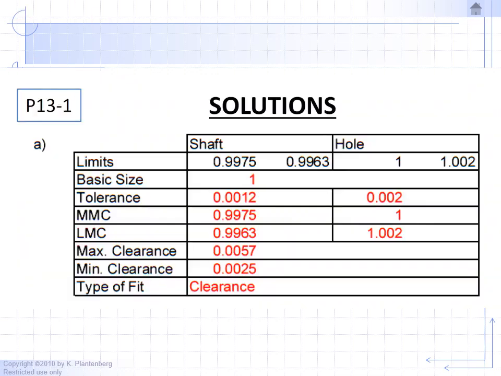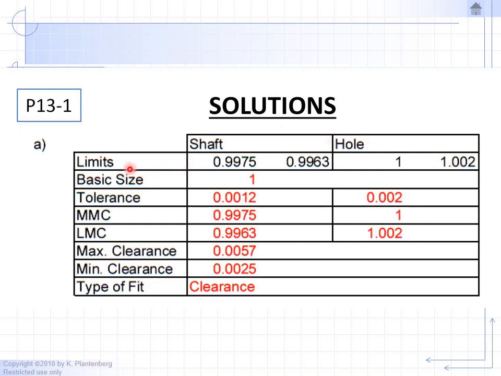End of lecture. All right, for your assignment, let me go over the first problem from the back of chapter 13, problem 13-1, and there will be 8 parts to this 13-1. Let's go over the first one, problem 13-1A. We have a shaft that has a diameter from 0.9975. It can be down as low as 0.9963 in diameter. And there's a hole in a block. The hole has a diameter of somewhere from 1 inch up to 1.002 inches.